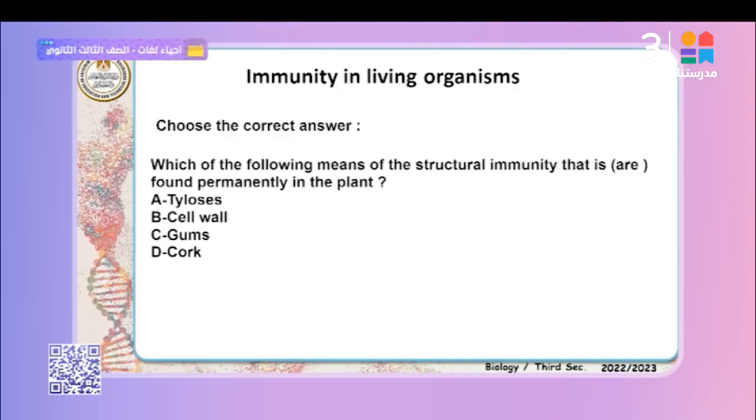Another question, choose the correct answer. Which of the following means of the structural immunity are found permanently in the plant? Permanently found before the infection and after the infection. Is it tylosis? No. Cell wall, it is the best answer. Gums? No. Cork? Cork, gum, tylosis are called induced structural immunity, found after the infection. But cellulose deposition, natural barriers, are found in the plant. So the best answer is cellulose. Okay.